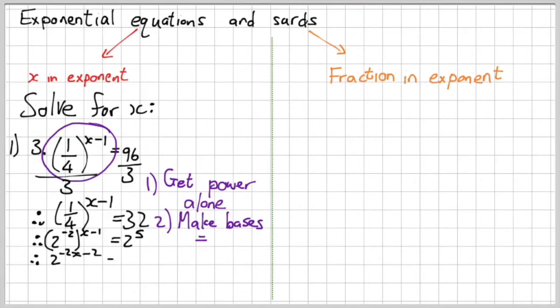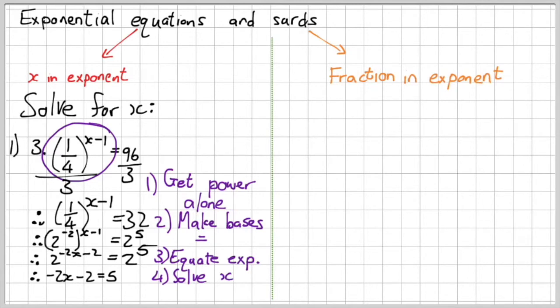Now, before I can get to step 3, let's get rid of those brackets. And step 3 says that I've got to now equate the exponents, which leads me towards negative 2x minus 2 equal to 5. Step 4, just solve the resultant equation. In other words, x is going to be negative 3.5. I encourage you, if you are a bit unsure, or if I'm going too quick, hit the pause button at this moment. Try the sum yourself. Make sure that you are able to do this.